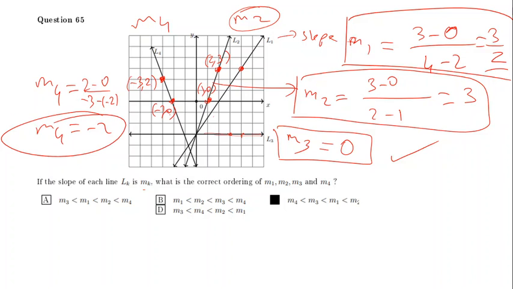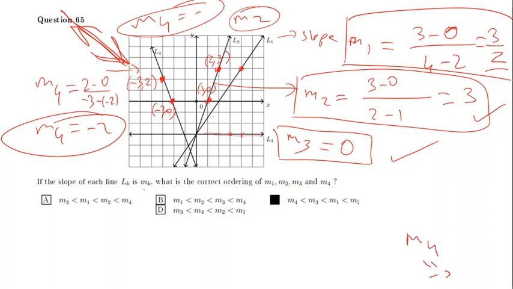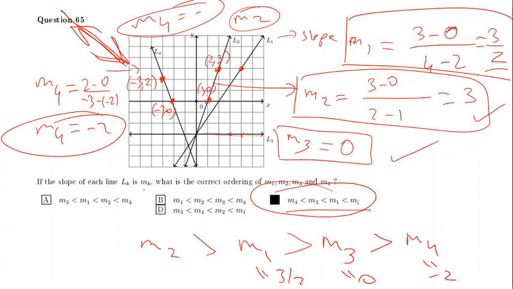So then you can also say this is negative directly because it's going this way. If it is decreasing going from left to right, it's minus. If it is increasing, it's plus. If you remember them from the slides, you can use them also. So the least one is M4, -2, and then M3 comes as the second least. M1 is 3 over 2, and then M2 is the biggest one. So then, yeah, you can also order them this way. So this is the answer.